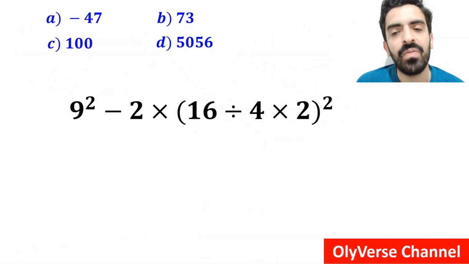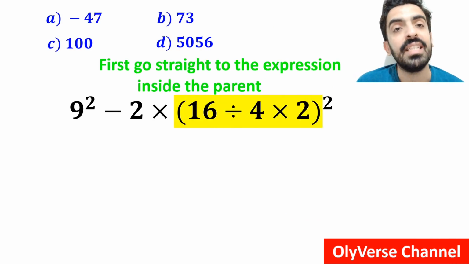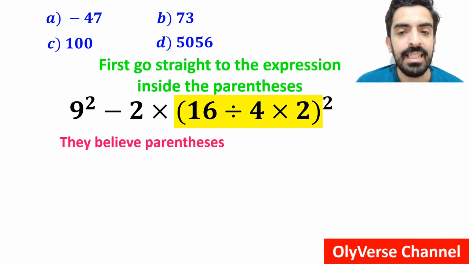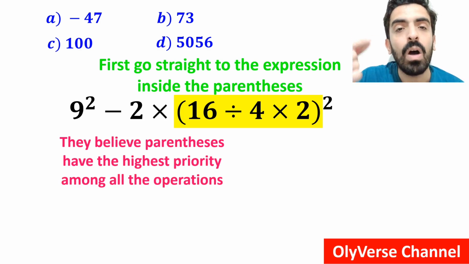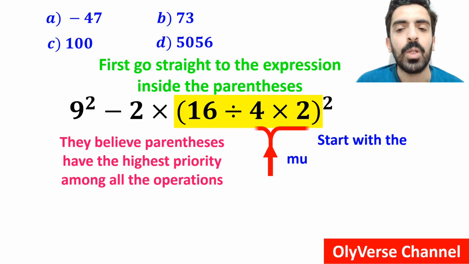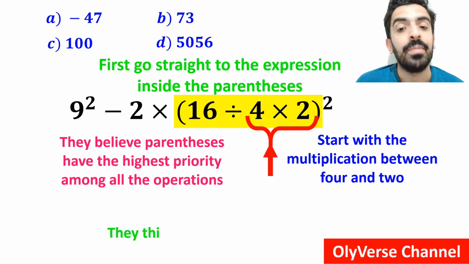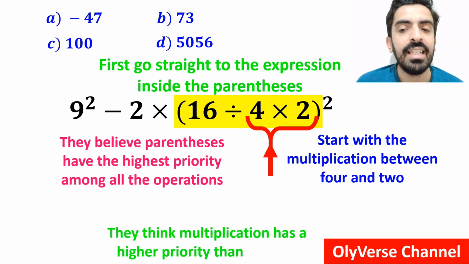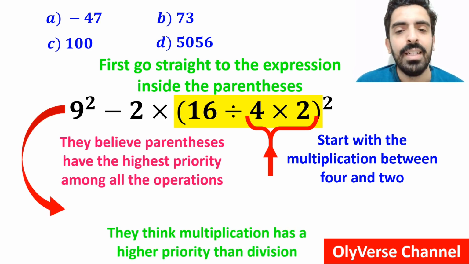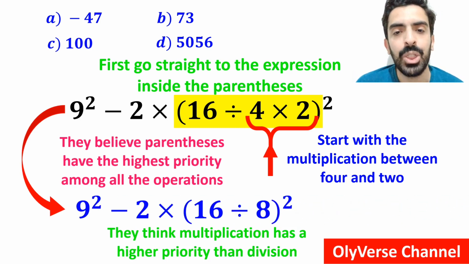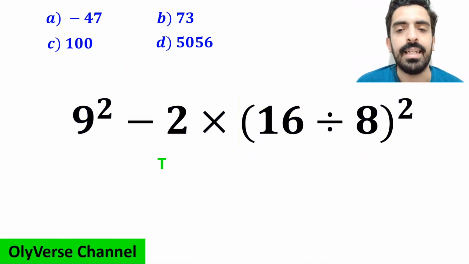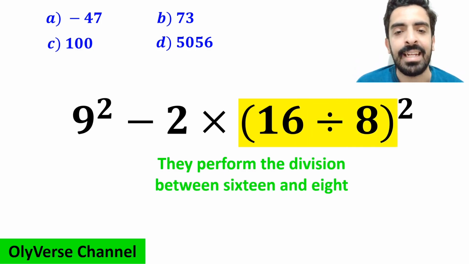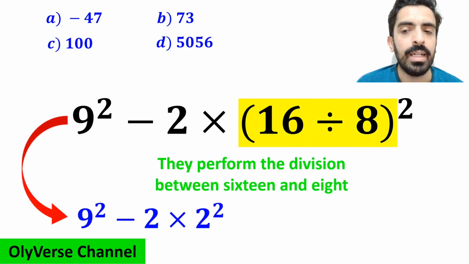Also, some other people when solving this question first go straight to the expression inside the parentheses because they believe parentheses have the highest priority among all the operations. And they solve the multiplication between 4 and 2 because they think multiplication has a higher priority than division. So, they rewrite this expression as 9 squared minus 2 multiplied by (16 divided by 8) all squared. And in the next step, they perform the division between 16 and 8 and write this expression as 9 squared minus 2 multiplied by 2 squared.